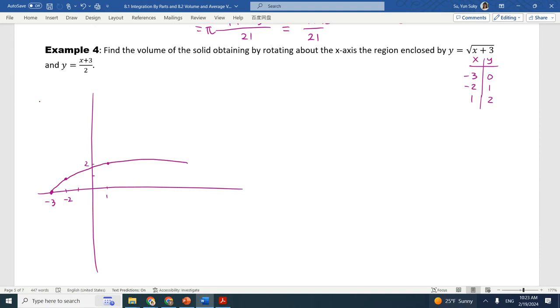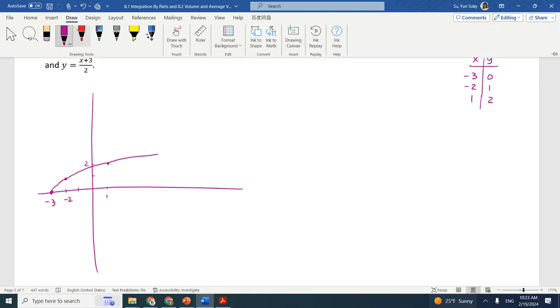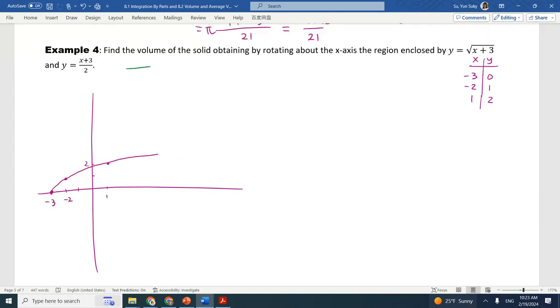So maybe the graph is like that. Okay, so this is the first graph. For the second graph, let's use a different color. Do you see in the second graph the degree of x is 1? So it's a linear function, a line. We only need two points to fix a line. Could you tell me some x values you want to plug in? 3. If we plug in 3, what do we get? 3. Okay. Other points?